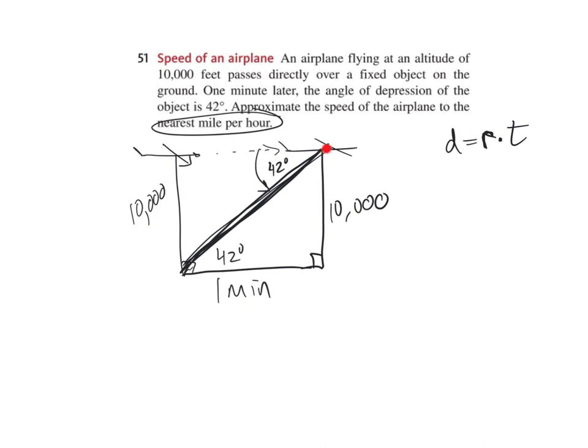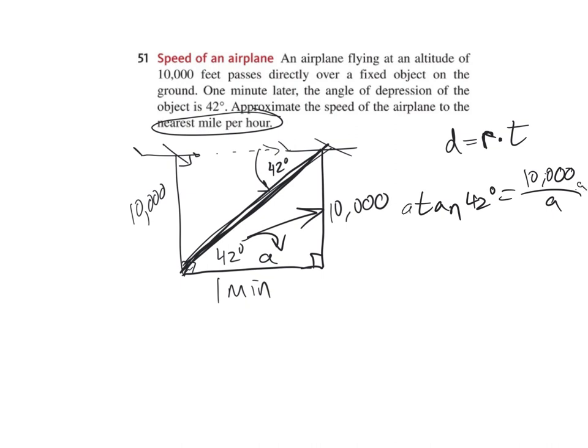Okay, so here's the plane. Here's a new right triangle here, 10,000 feet. If that's 42, then alternate interior angles, this is 42 degrees. How do we get this distance? We need to know how far the plane has flown on the ground to figure out the miles per hour. So we need this distance. So we'll call this A here. So we have the opposite leg and we want the adjacent leg, that's tangent. Use tangent a lot. Tangent of 42 degrees is equal to 10,000 over A.